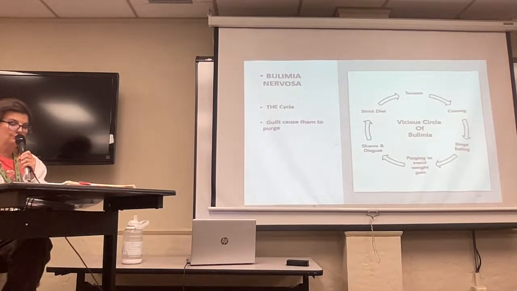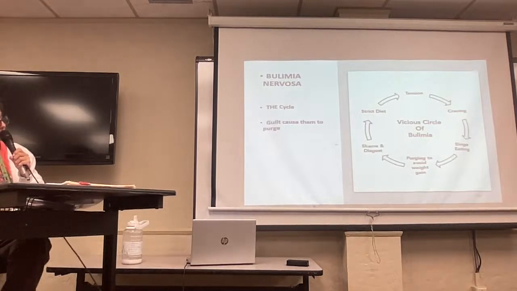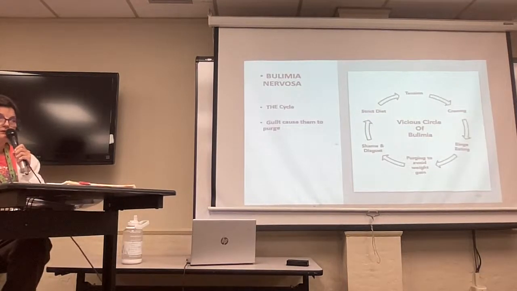When they binge, they could binge up to 10,000 calories in a sitting. And they also have a cycle. They also want to lose weight, but they're not as good at it as the anorexics are. The anorexics are great at losing weight. So these people try to lose weight. They put themselves on a strict diet, as you can see up there on the cycle.